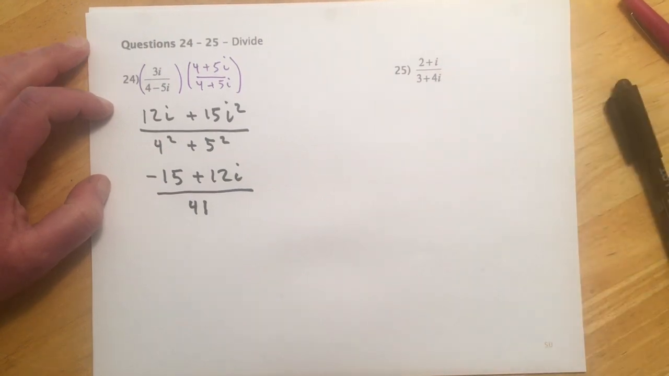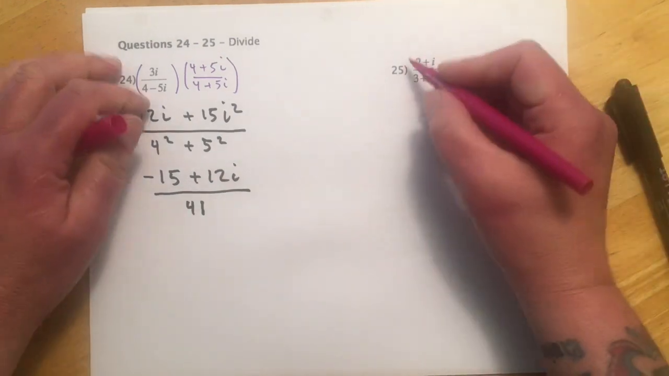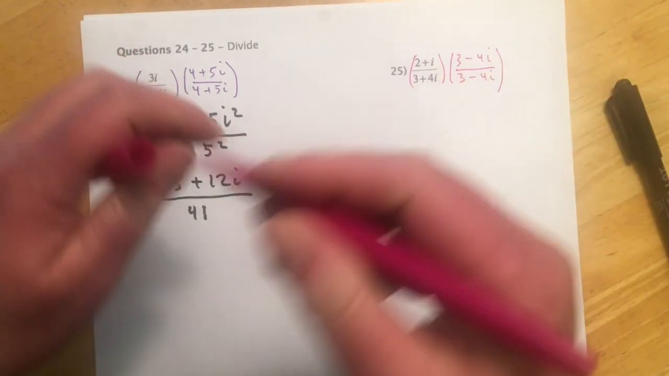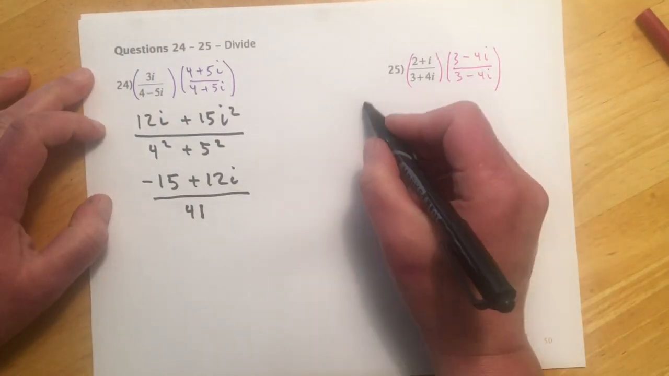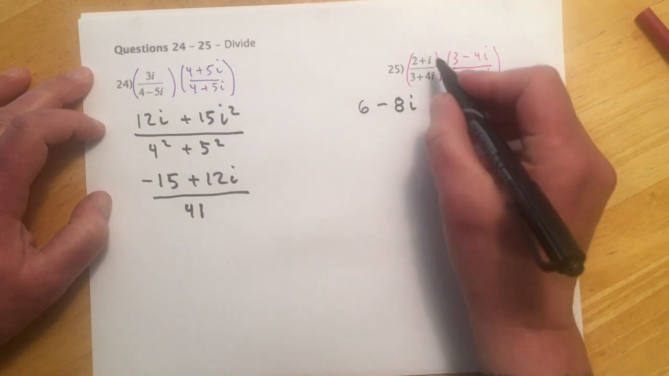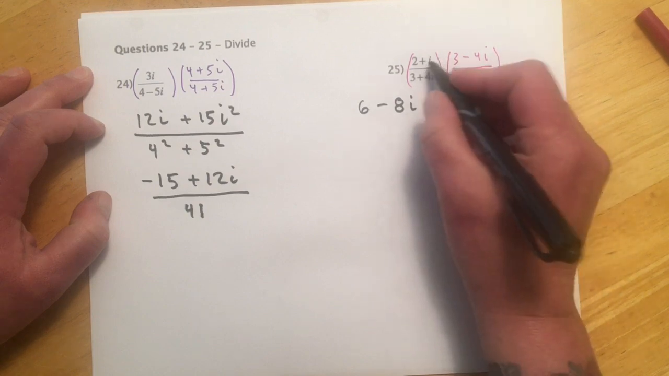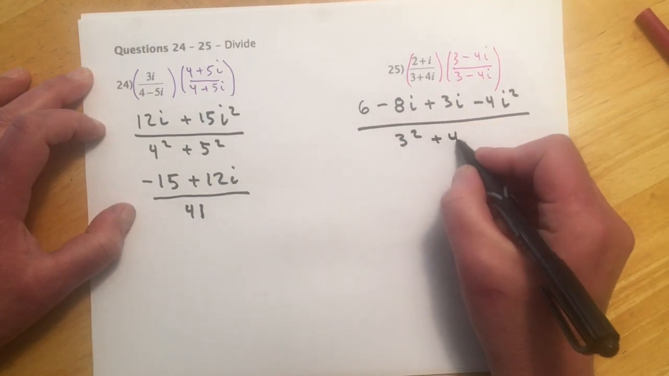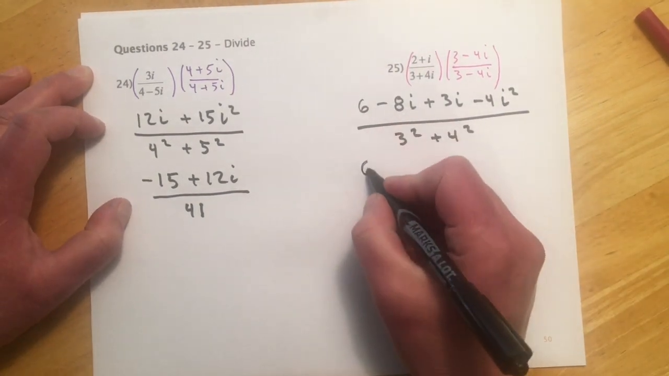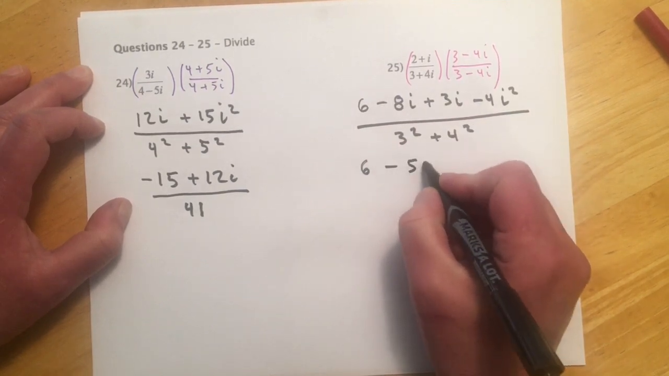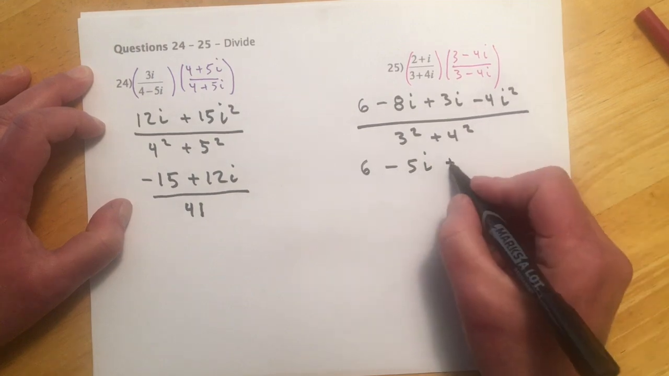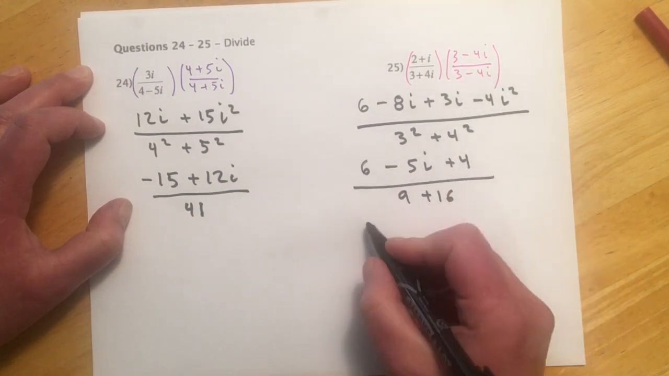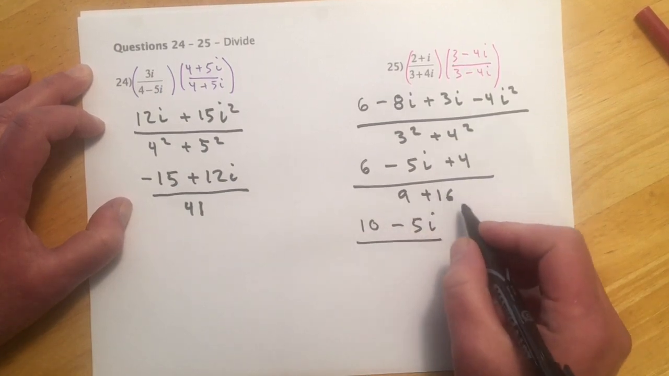And then over here, we're going to do 3 minus 4i. So 2 times 3 would be 6, 2 times 4 would be minus 8i, and then i times 3, so 3i, and then times the negative 4i would be minus 4i squared. And that's going to be over 3 squared plus 4 squared. So cleaning this up a little bit, I got 6 minus 8 plus 3 would be minus 5i. And then that's going to flip the sign on that minus 4 to make it a plus 4, because that's a negative 1. That's over 9 plus 16. I'm collecting my like terms, so 6 and 4 for 10, minus 5i, and that's over 25.